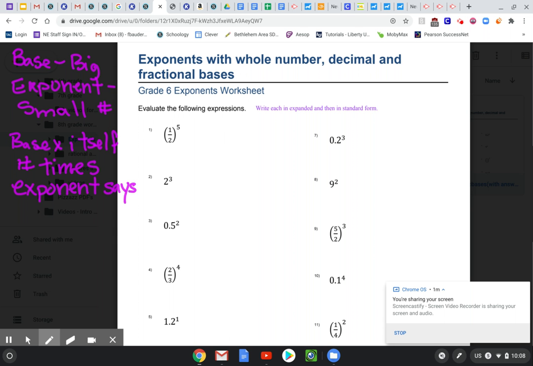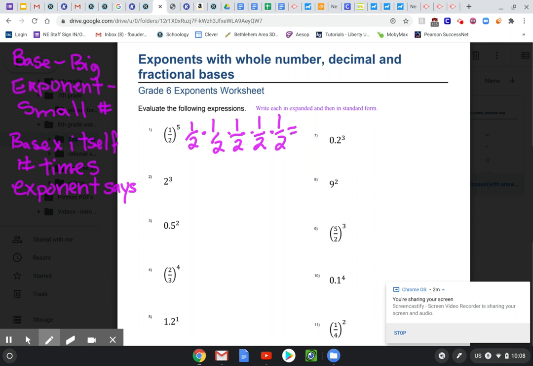So if I look at problem number one, what number is the base? Good, 1/2. That means how many times am I multiplying 1/2 times itself? Yes, I want to multiply 1/2 times itself 5 times because that's what the exponent says. So I need 5 1/2s. 1, 2, 3, 4, 5.